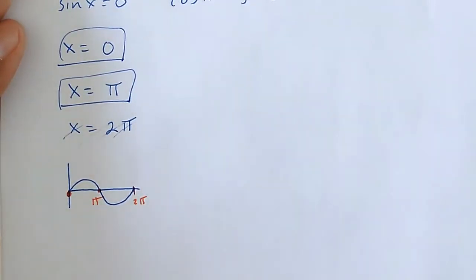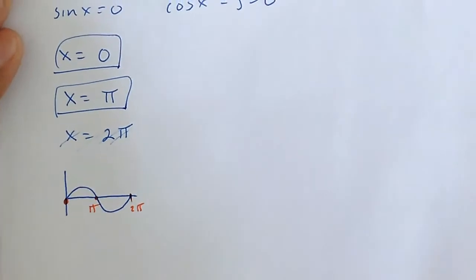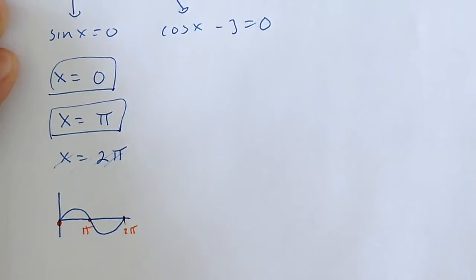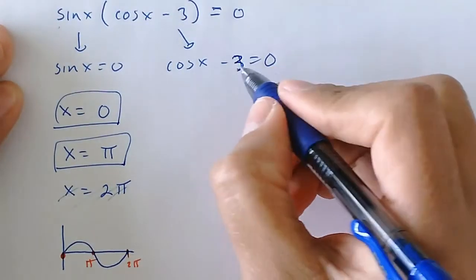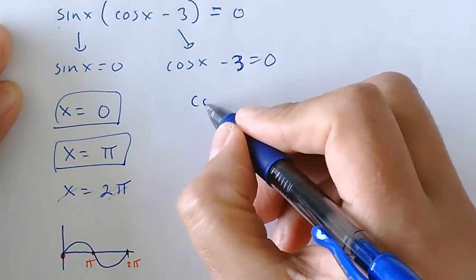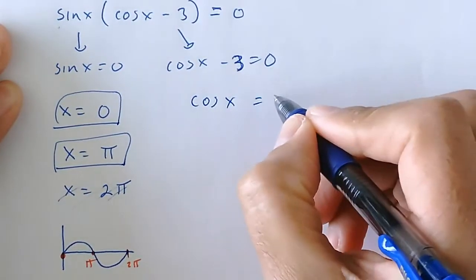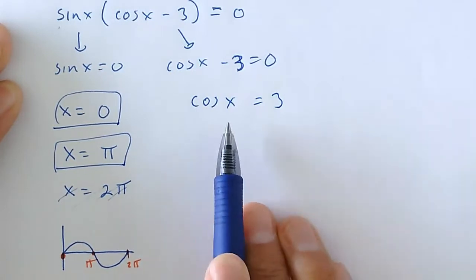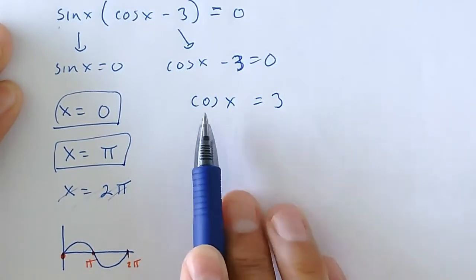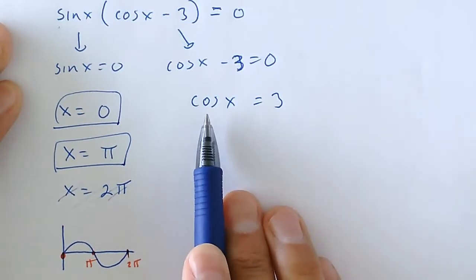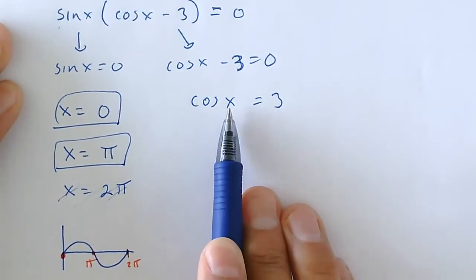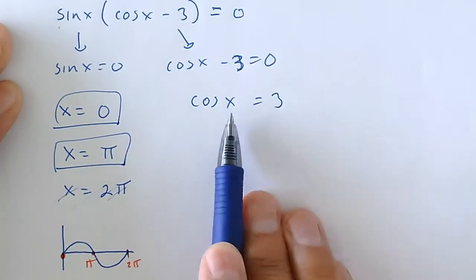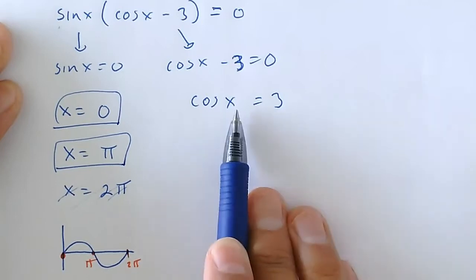I have another factor I need to deal with: cosine of x minus 3 equal to 0. So I'm going to solve this. I'm going to add 3. And now I got to think about this. Cosine of x equal 3. And if you look at the cosine graph and find out what angle it is 3, you should realize that the cosine is not 3. It's never going to be 3.